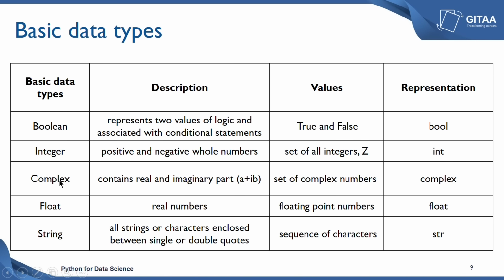The next data type is complex, which contains a real and an imaginary part. Any expression of the form a plus ib is of a complex data type. It consists of all complex numbers and it is represented by complex. The float data type consists of all real numbers which are floating point numbers. It is represented by float. The string data type consists of all strings and characters. Anything that is enclosed between single or double quotes is treated as a string data type. The value enclosed between the quotes can be a number, a special character, alphabets, anything. It is represented by the letters str.